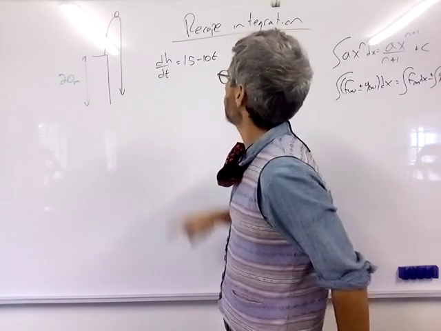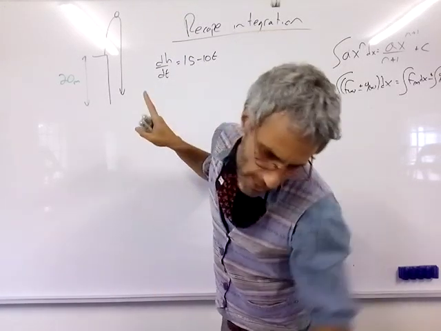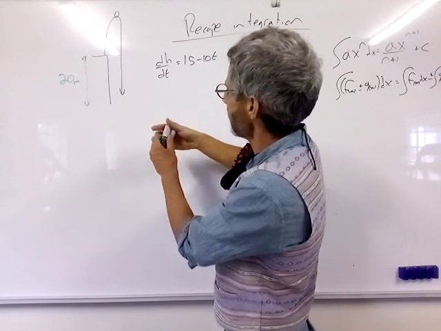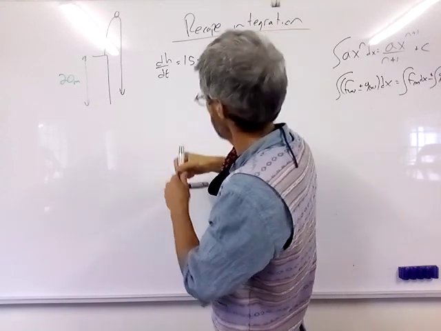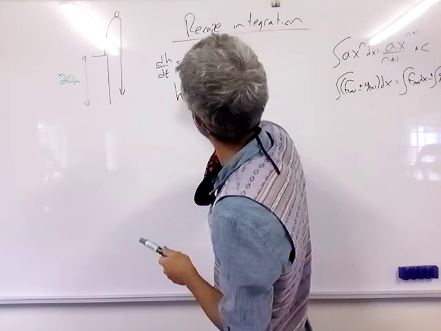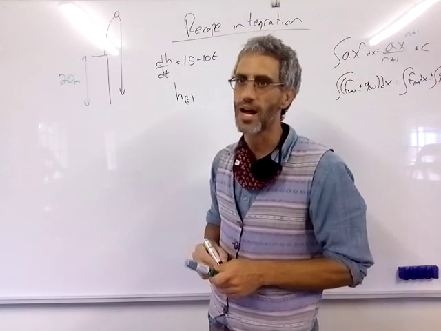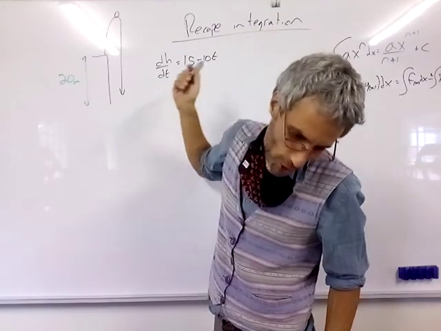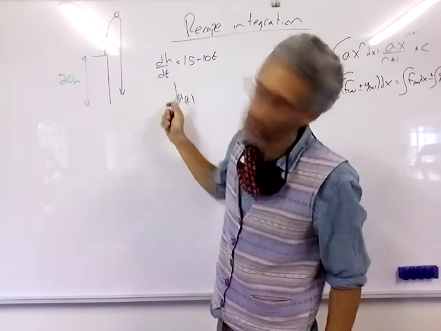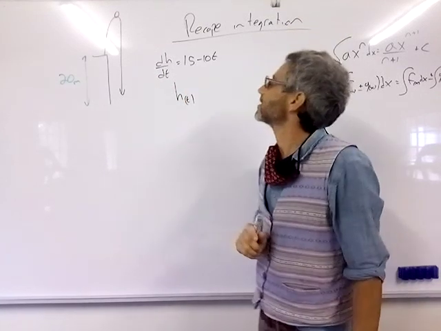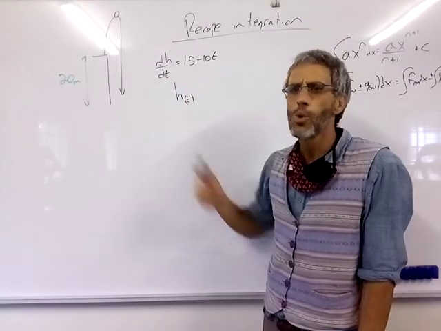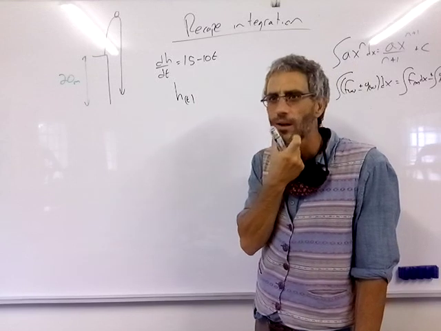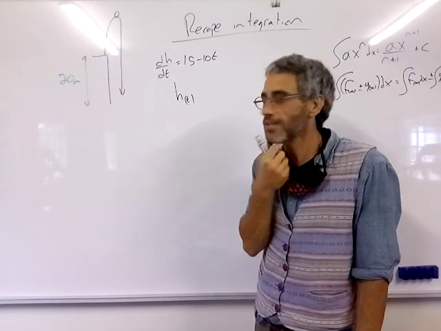Okay? Now they tell me that h is the height at any given moment. So h is a function of time. Now they tell me that the change in the height, dh to dt, is 15 minus 10t. Okay, what is dh to dt? Okay, it's the derivative of h.